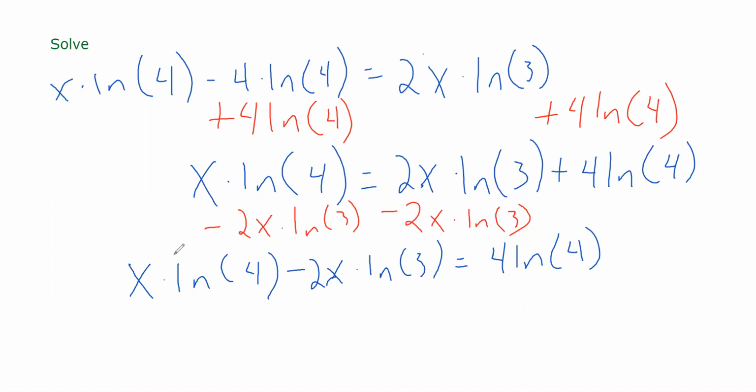Now it's hard to see what to do here. I've got x times natural log of 4 minus 2 times x times natural log of 3. But what I'm going to want to do is factor out an x. I'm going to have x, and I'm going to factor it out of here. So what's going to be left is ln of 4 minus, then I've factored an x out of here, so what's left is 2 times natural log of 3.